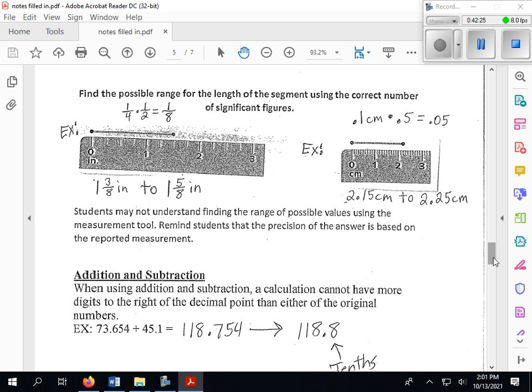Somebody measure that for me, because again, I can't see it very well up here. 2.2? Is that pretty close? What's 2.2 minus 0.05? 2.15? That's the lowest it could be. What's 2.2 plus 0.05? 2.25. So the range has to be between 2.15 centimeters and 2.25 centimeters.